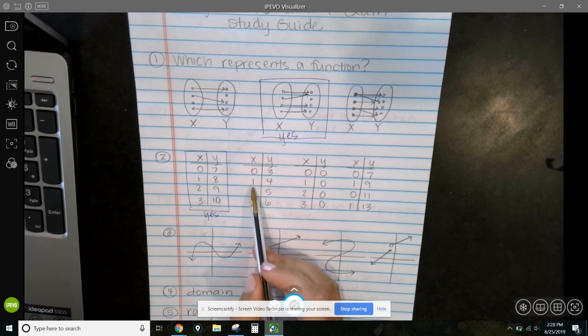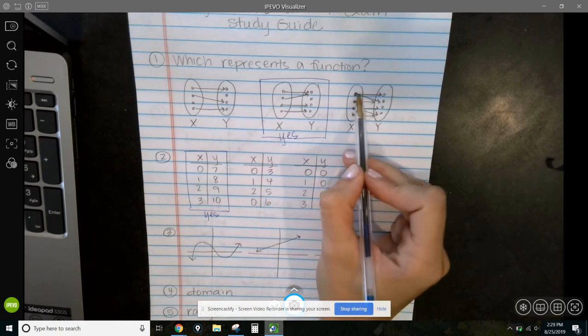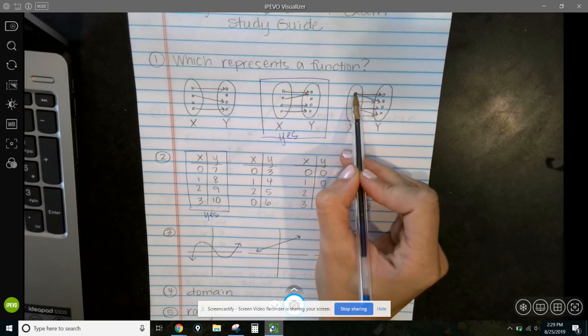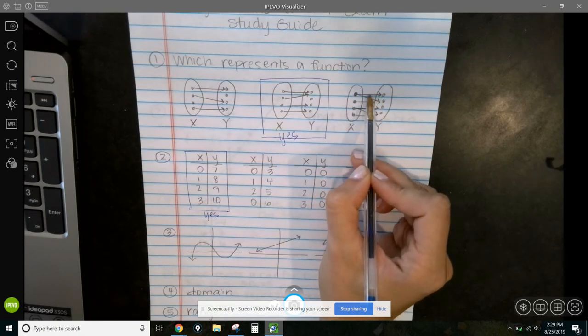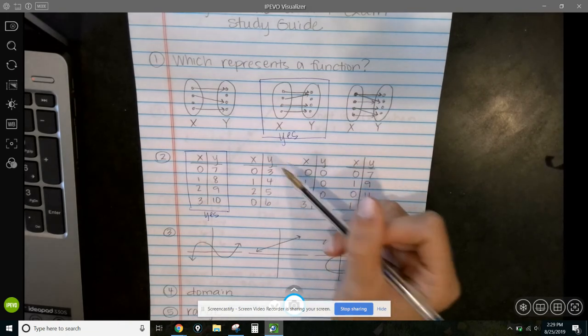Here I have 0, 1, 2, and 0. So here I have 0 with an output of 3, and this one I have 0 with an output of 6. That's similar to this picture up here where we have one number, 0, having two different outputs, and that is not okay, so this is not a function.